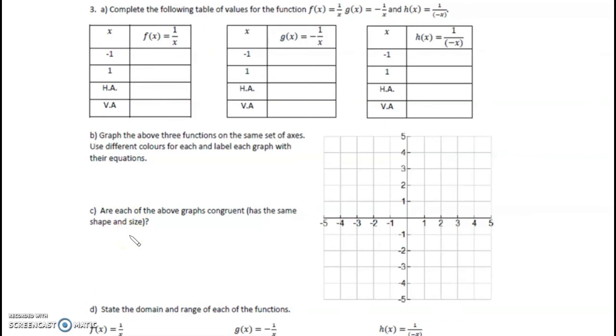Okay, number 3, complete the following table of values for the function f at x equals 1 over x. So we're dealing with our rational function, and then the reflection, -1 over x, and then the reflection 1 over negative x. Okay, so if we were to plot or plug these points in here, we would get -1, 1. There's a horizontal asymptote naturally at x equals 0, y equals 0. And the vertical asymptote is at x equals 0.